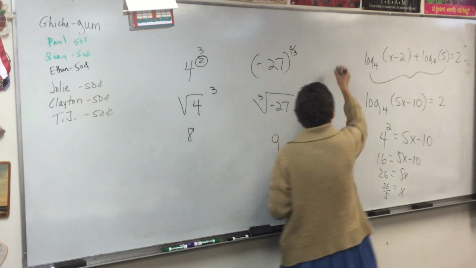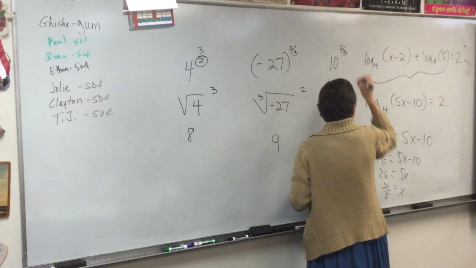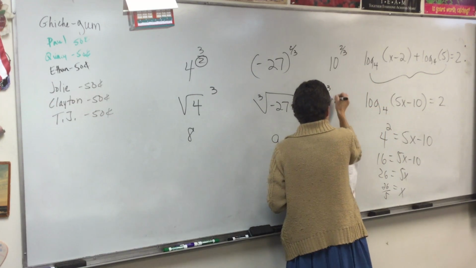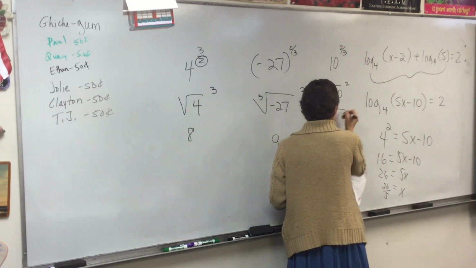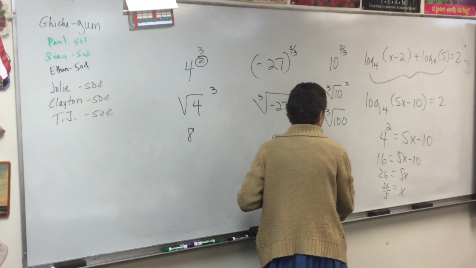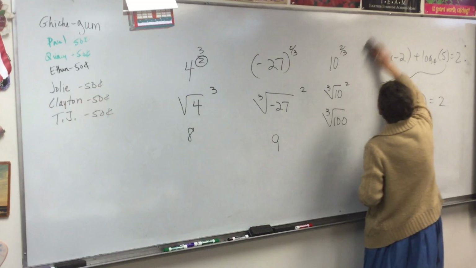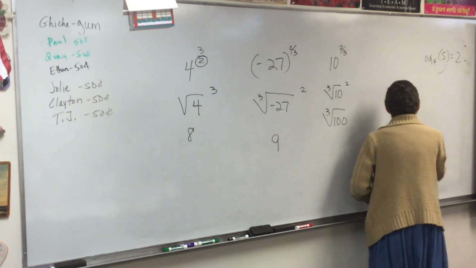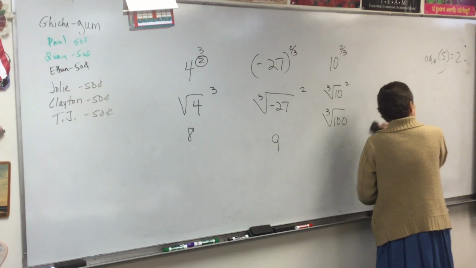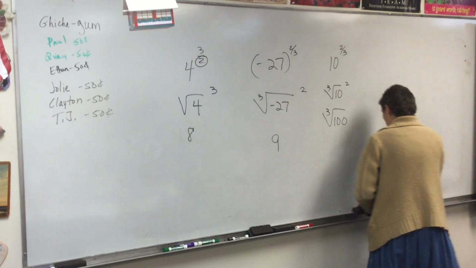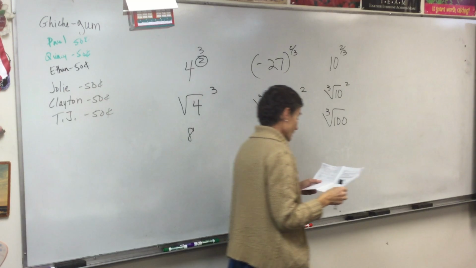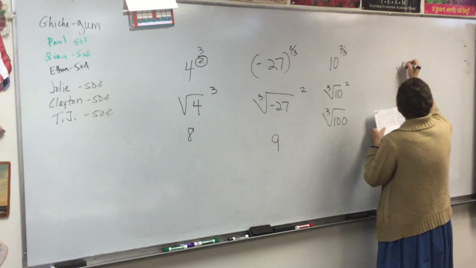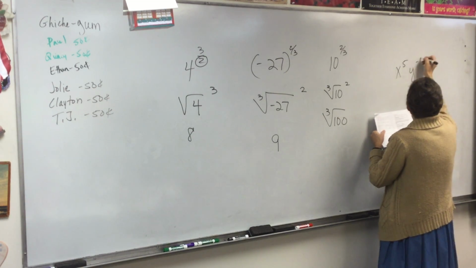10 to the 2/3. Not much I can do with this one. That's the cube root of 10 squared. So I can make that the cube root of 100, but I certainly can't evaluate it without a calculator. And since this is a no calculator problem, that's how I'll have to leave it. The cube root of 10 squared, or the cube root of 100.